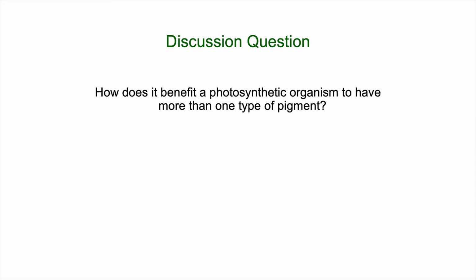All right, so discussion question. How does it benefit a photosynthetic organism to have more than one type of pigment? Take a minute and think about it. Pause the video. Write down your answer. When you're ready, fire it back up.